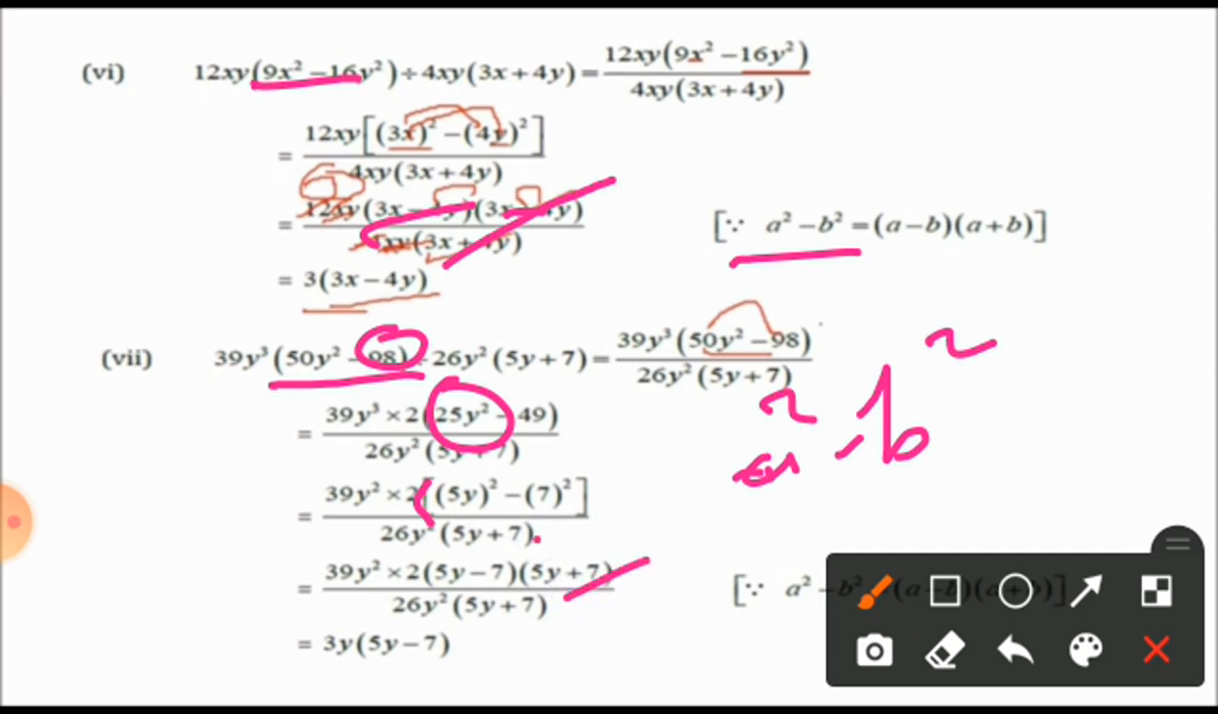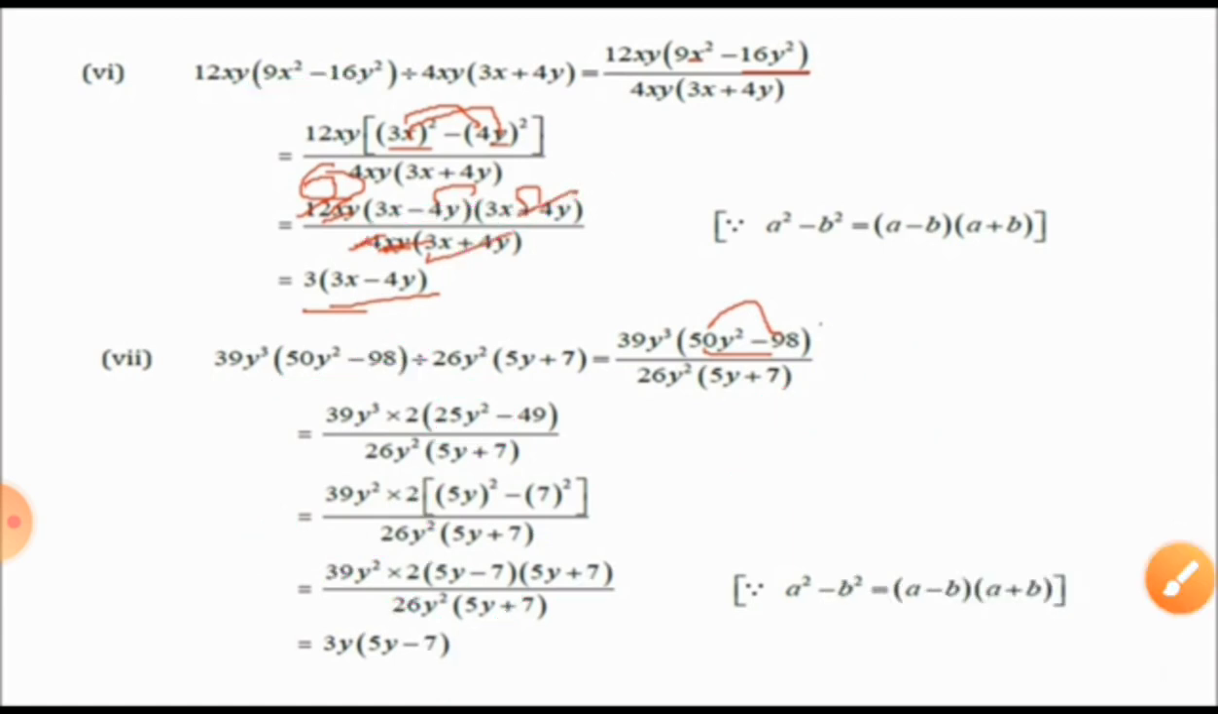So 5y plus 7 will cut out from here. And can you see here 26 and 39? Yes, 13 2s are 26, 13 3s are 39. So 2 and 2 will cut. Here y cube, that's why 3y will be left, and 5y minus 7 is the final answer.